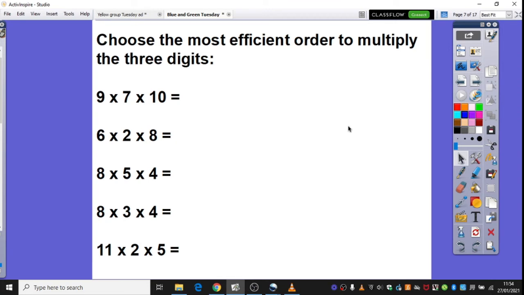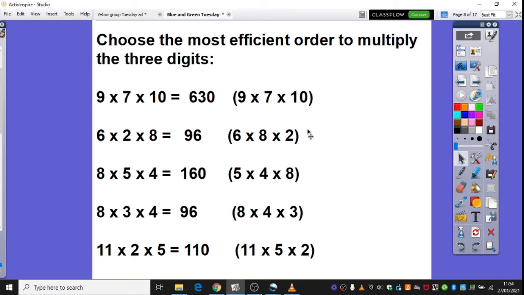Like yesterday, there are some different calculations here for you. I'd like you to have a little look at them, and decide which order you're going to calculate them in, what works best. You might find you're going to spend time finding more than one way and maybe evaluating which way you think is the best. That's absolutely fine to explore. So if you'd like to pause the video now.